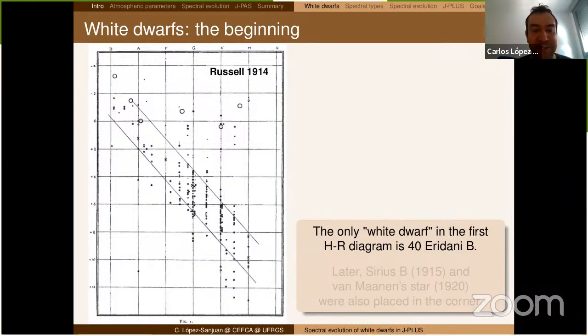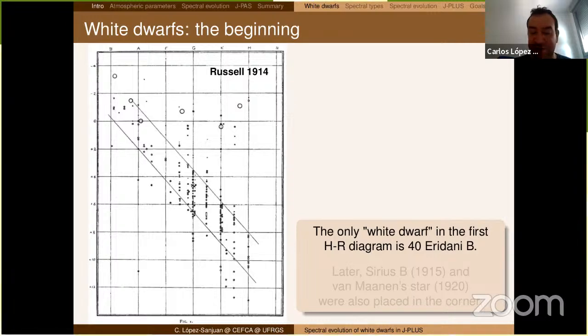What Russell in the US and Hertzsprung in Europe discovered is that basically most of the stars are set in the diagonal. There are 2 lines there showing what we now call the main sequence, and in the case of the red objects, there were dwarfs, low luminosity objects, and giants, high luminosity objects. And that was basically the discussion in the paper.